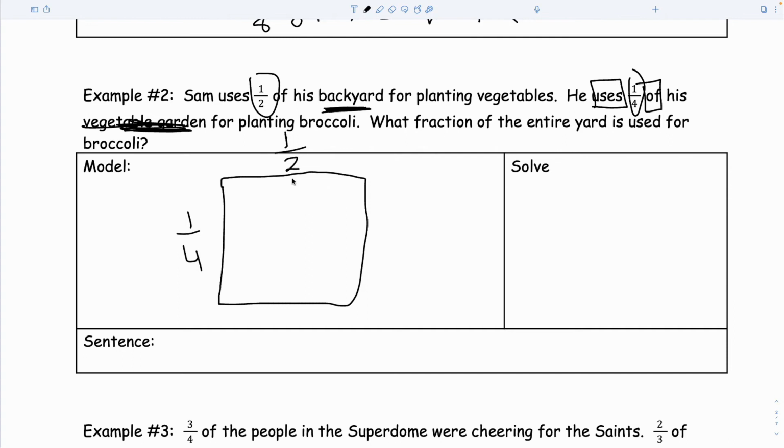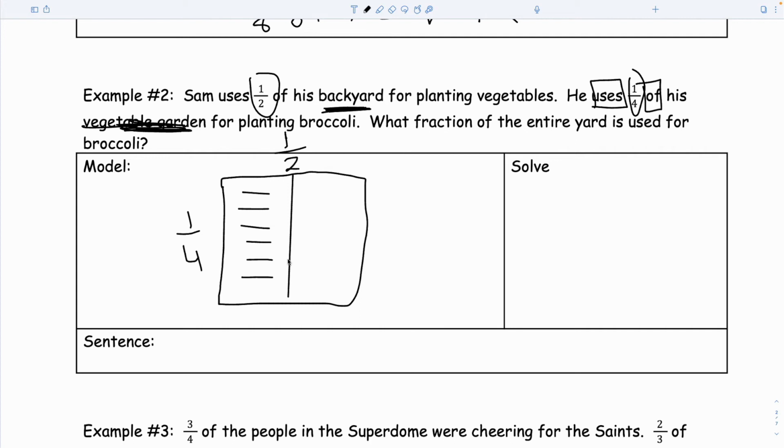We're multiplying, so I'm gonna split this into halves. He uses 1 out of the halves, so we're gonna make a horizontal line. How many sections do I need to split up horizontally? If he has 1/2 and then uses a 1/4. 4. Great. Split it up 4 lines horizontally, or 4 sections horizontally.